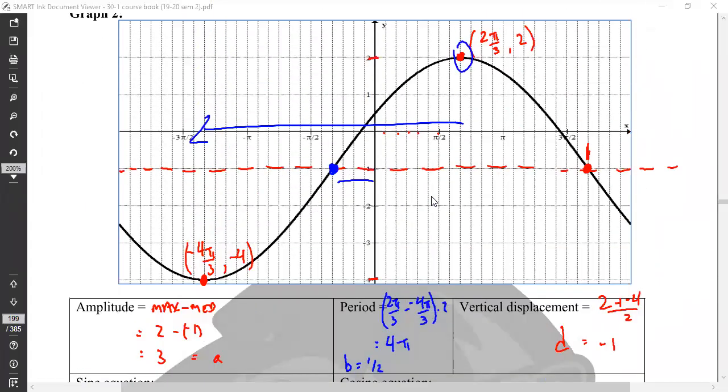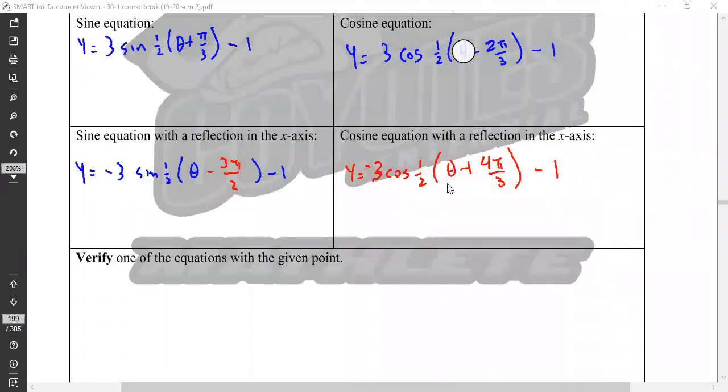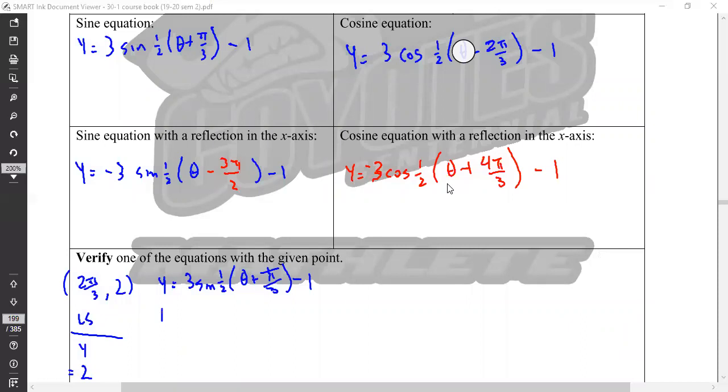Verify one of these with the given point. The given point on this graph was this one up here. So that was at 2 pi thirds. If I take any of these equations, it doesn't really matter which one, we have 2 pi thirds, comma 2. We have y is equal to 3 sine half theta plus pi thirds minus 1. The left side of this equation is just y, and y will equal the right side of this equation.